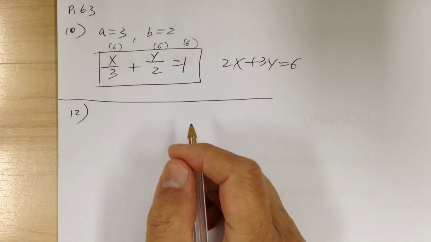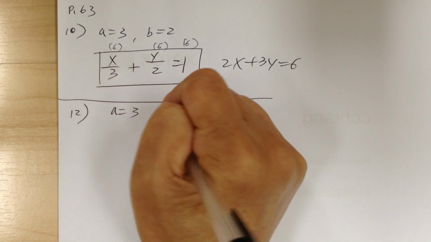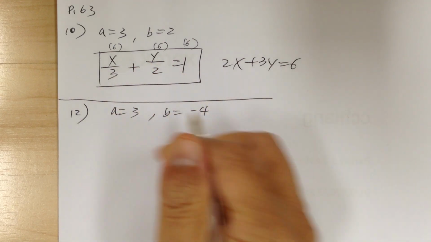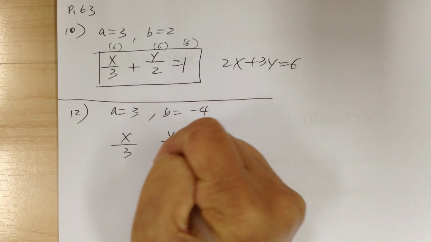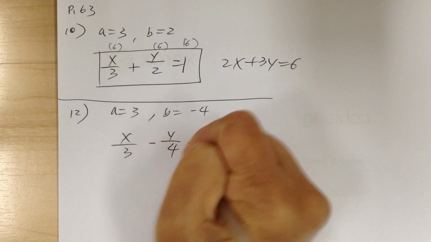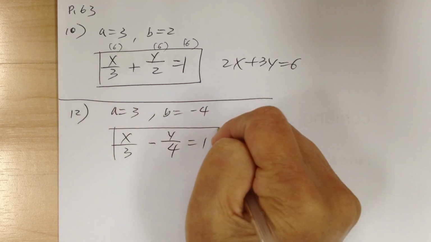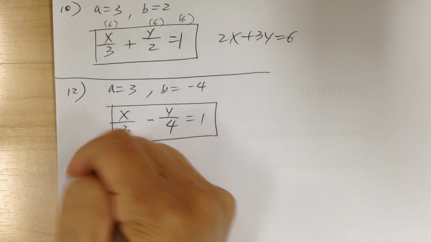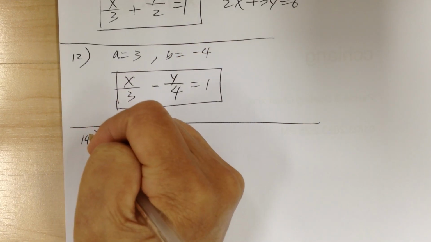Okay, number 12. You have a equal to 3, b equal to negative 4. So you're going to have x over 3, and you're going to have y over negative 4. So put the negative out here. Again, negative 4, so it's negative 4. And that's it.